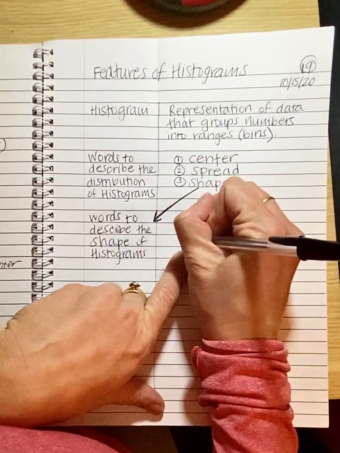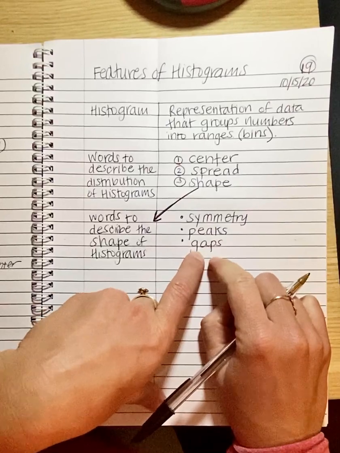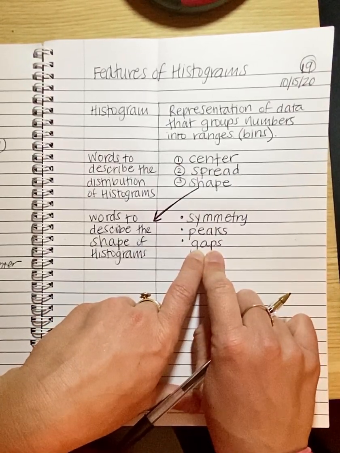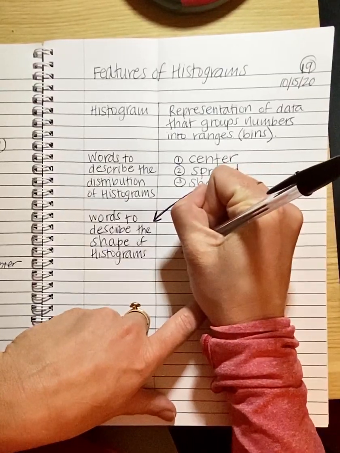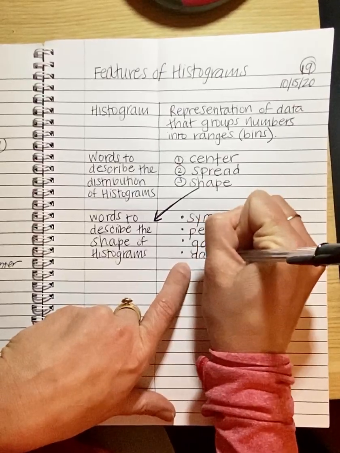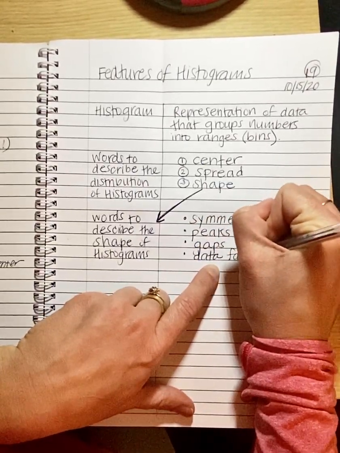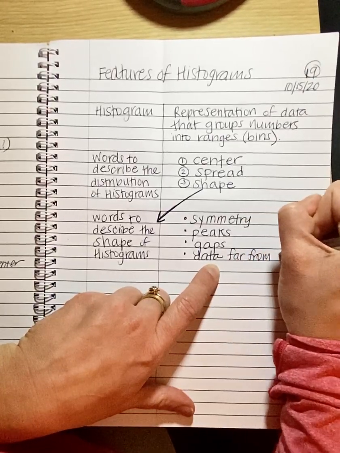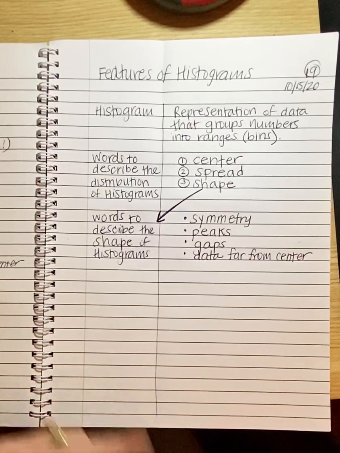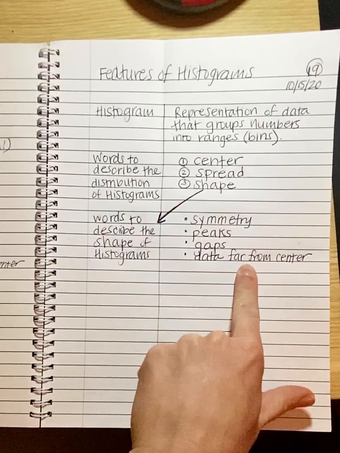The next word we use to describe the shape of histograms is gaps. This is when we have no data values in that bin or range. And then third is when we talk about data being far from the center. Make sure your features of histogram notes are updated with these 3 entries and you are done with Toolkit Thursday.